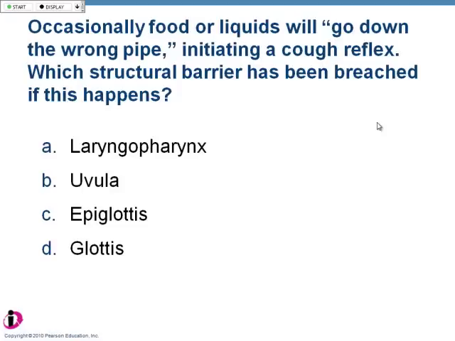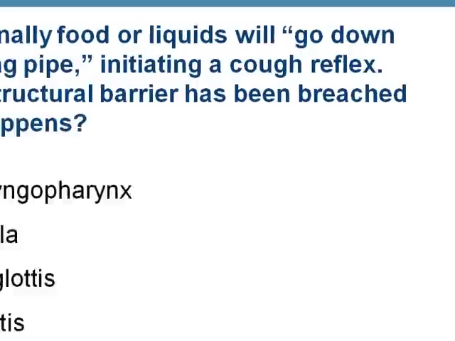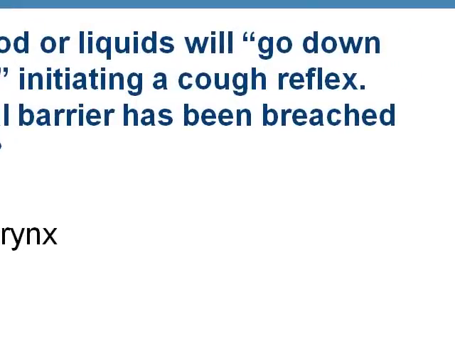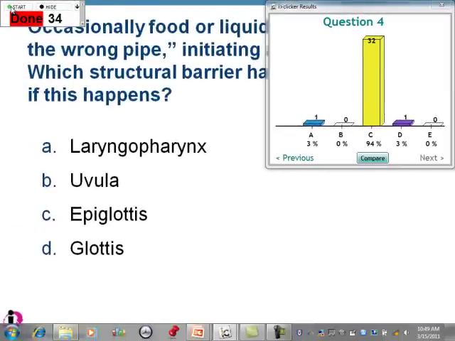Occasionally, food or liquid will go down the wrong pipe, initiating a cough reflex. Which structural barrier has been breached if this happens? A, the laryngopharynx, B, the uvula, C, the epiglottis, or D, the glottis? All right. The answer is C.